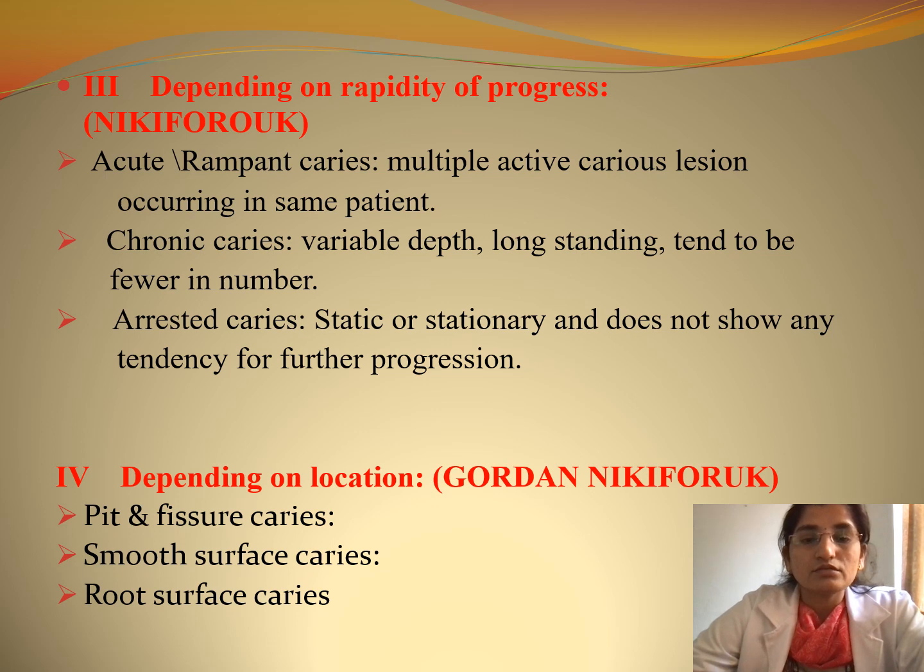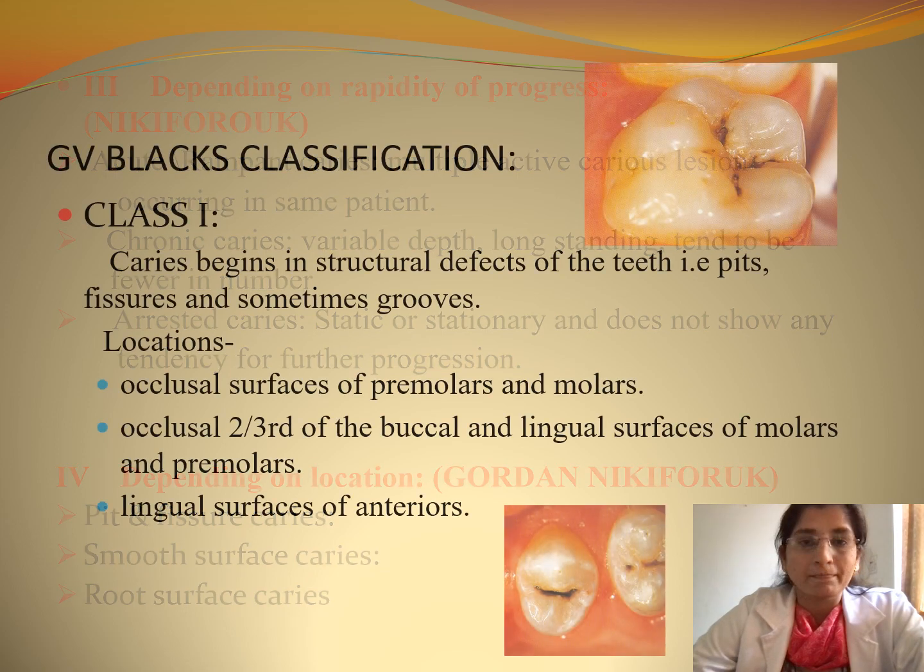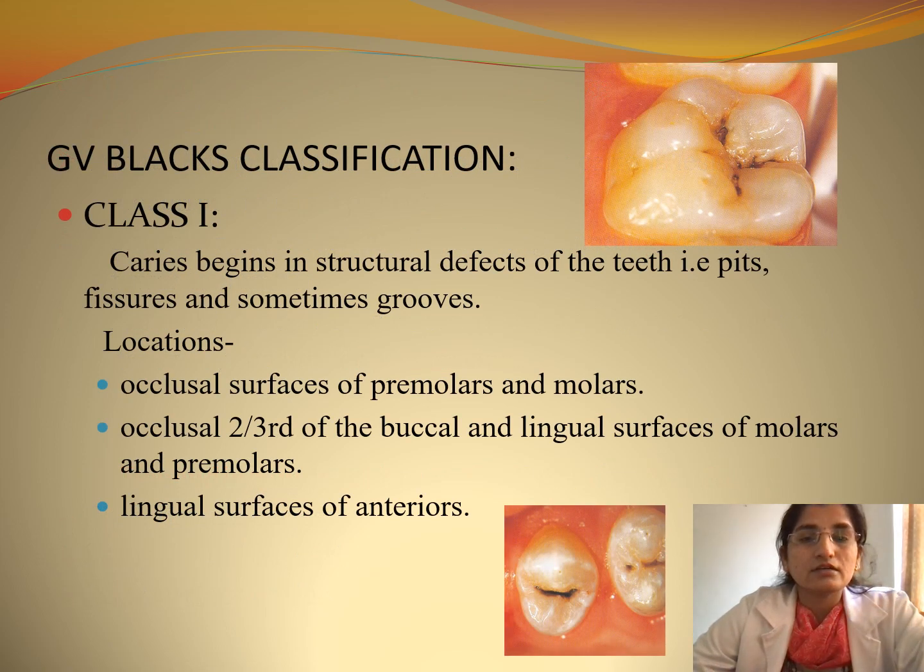Then coming to classification of caries depending on location: pit and fissure caries, the caries which occur on the pits and fissures, smooth surface caries, and root surface caries. Then a very important classification is G.V. Black's classification. G.V. Black has given a classification up to class 6.